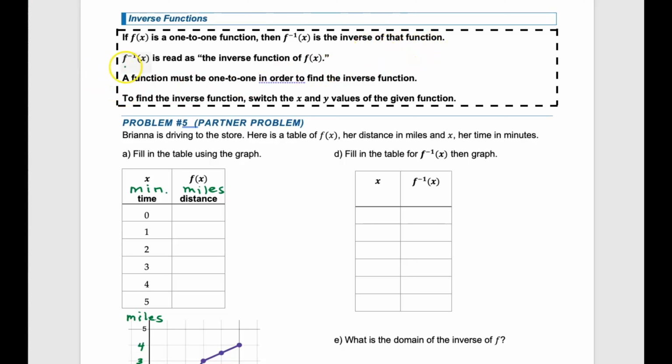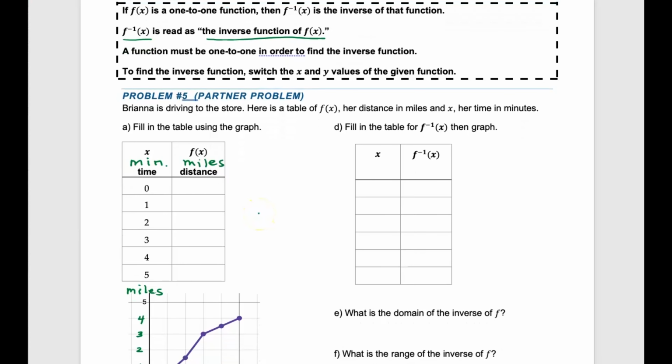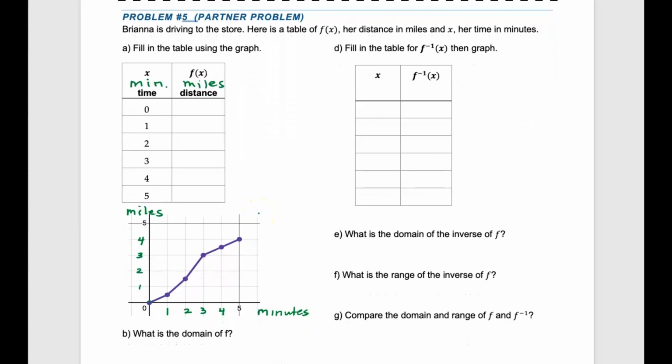Now, we read f to the negative 1 power of x, not like that, but as the inverse of the function f of x. So a function must be one-to-one in order to find the inverse function. If it's not one-to-one, we cannot find the inverse function. And to find the inverse function, we are going to be switching the x and y values of the given function. So let's take a look at problem 5.